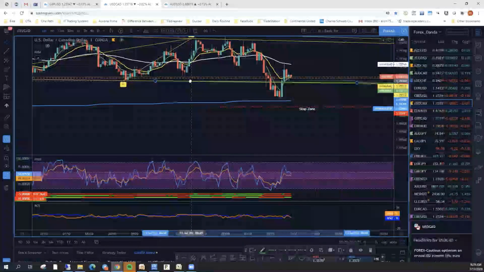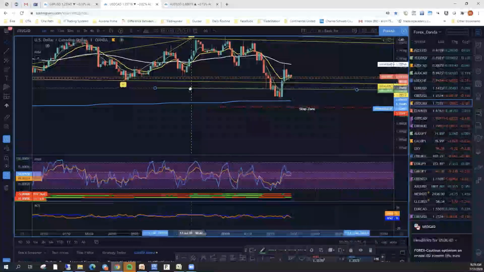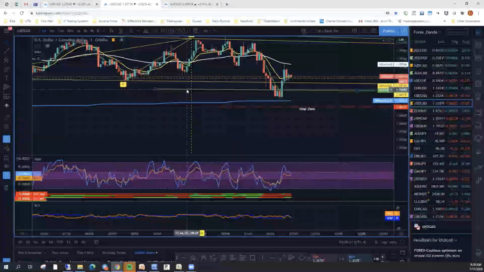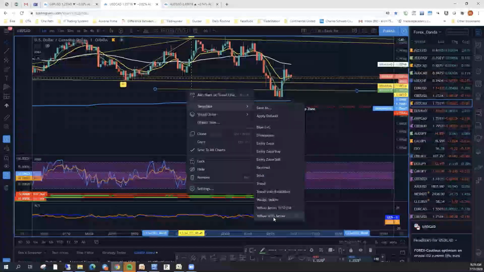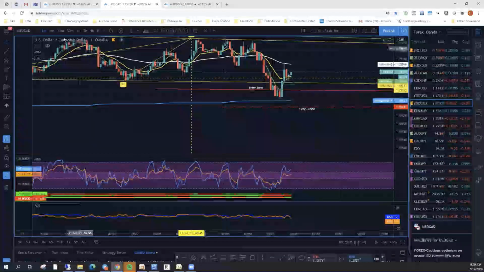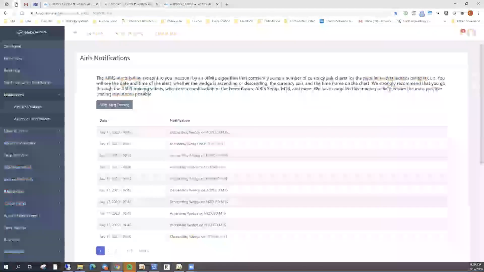That's 70, so I'm looking at 68.5, right about there. And Eva asked a question too. Apparently there was a Euro US alert that came in at the same time. I did not see it. Really? Yeah, I didn't see it.